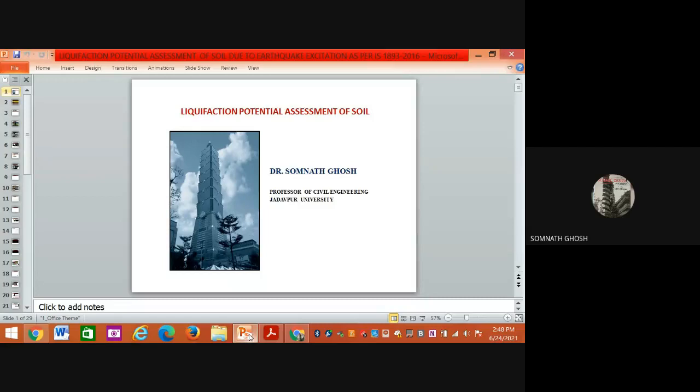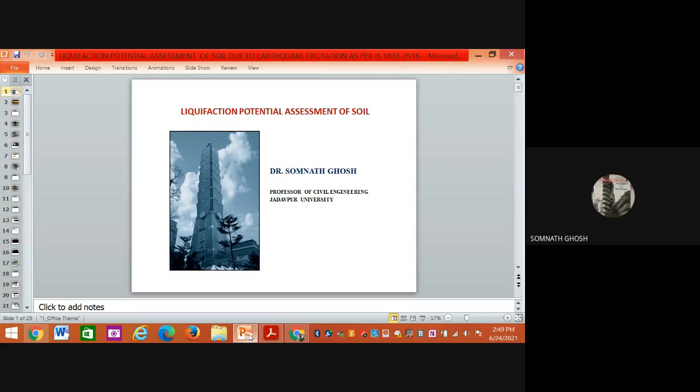Now, in this regard, I must tell you one thing: for a long time, people used to discuss liquefaction, but the code never adopted it. This IS 1893 or any other code never adopted this kind of liquefaction potential assessment. And in 2016, they suggested a few methods, and now even in the industry it is compulsory because it is in the code now.